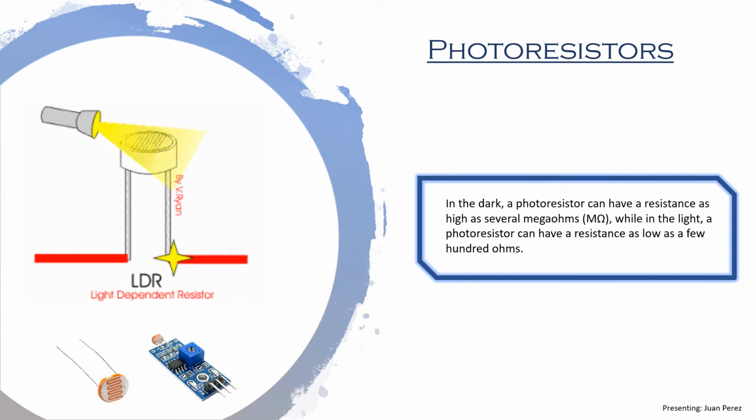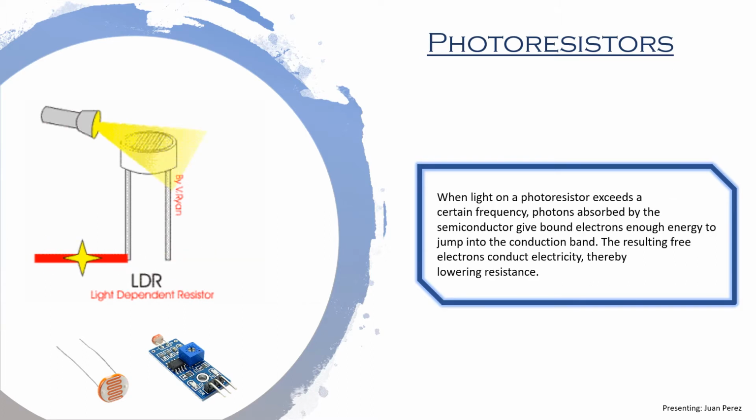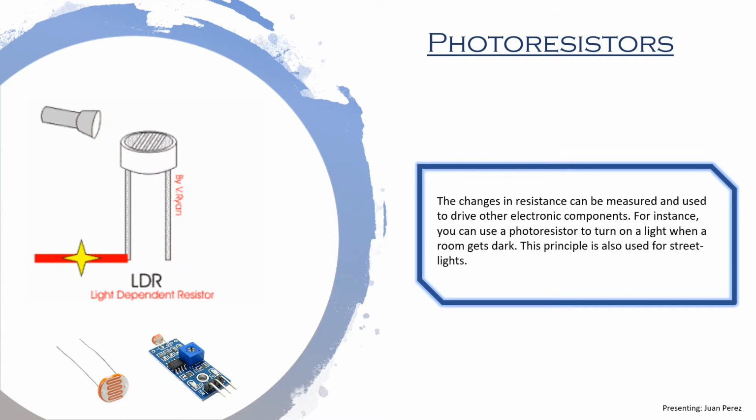In the dark, a photoresistor can have a resistance as high as several megaohms, while in the light, a photoresistor can have a resistance as low as a few hundred ohms. When light on a photoresistor exceeds a certain frequency, photons absorbed by the semiconductor give bound electrons enough energy to jump into the conducting band. The resulting free electrons conduct electricity, thereby lowering resistance. The changes in resistance can be measured and used to drive other electronic components.